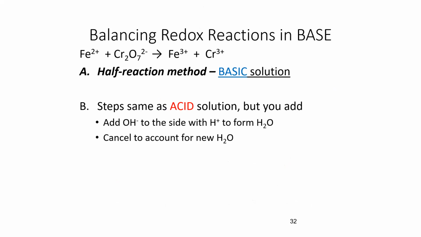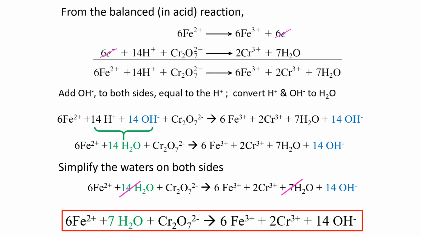Balancing in base is the same basic stuff, but then you're adding in an OH on the side to counteract the H pluses. Right? Same setup. This is where it starts to get different. You got 14 H pluses, and then you're making it in base, so you're adding hydroxides to both sides.